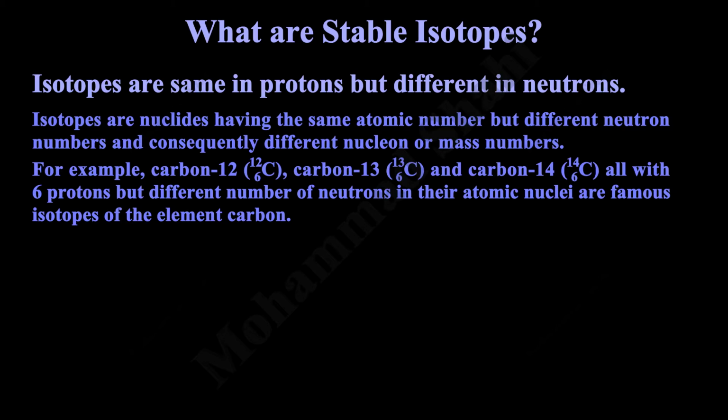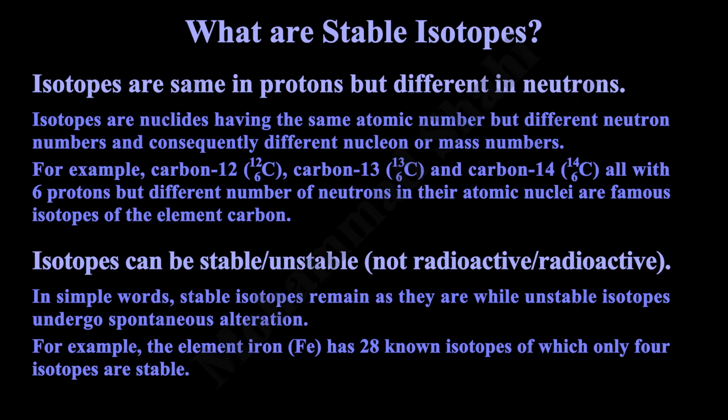For example, carbon 12, carbon 13, and carbon 14, all with 6 protons but different numbers of neutrons in their atomic nuclei, are famous isotopes of the element carbon.